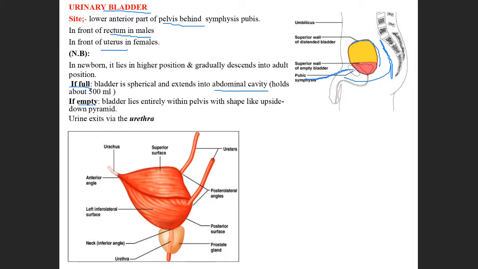When the bladder is empty, it lies within the pelvis with a shape like an upside down pyramid. This pink structure. So when the bladder is empty, it is like this, smaller. When it is filled, it extends into the abdomen, and urine passes from the, you should know this, features. Okay.